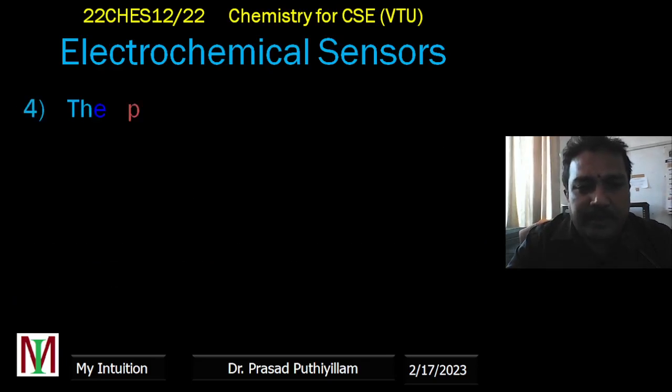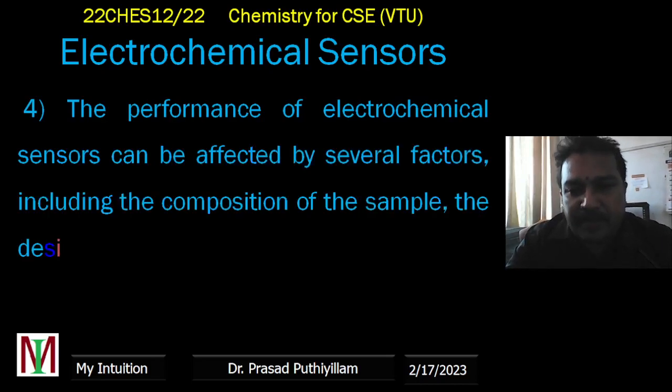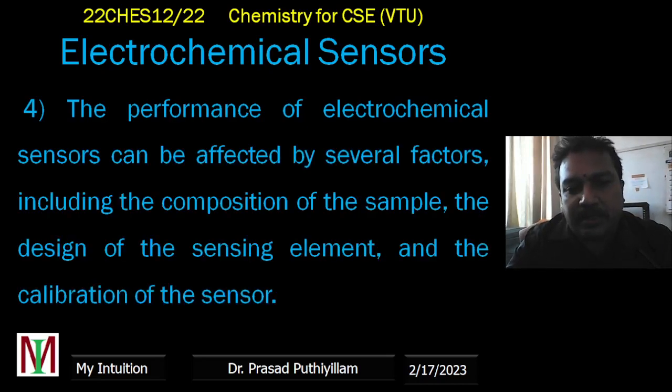There is nothing to explain, the sentence is given straight away. The performance of electrochemical sensors can be affected by several factors, including the composition of the sample, design of the sensing element, and the calibration of the sensor. Composition of the sample means what different elements are present, in what range, in what ratio they are present, that we call the composition of the sample.